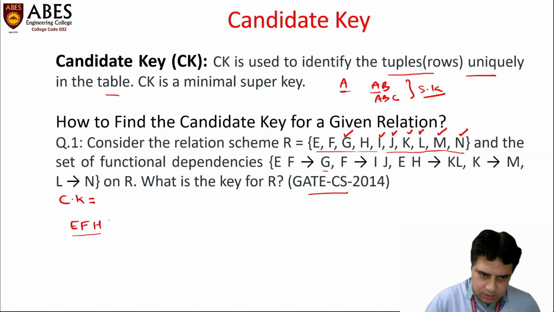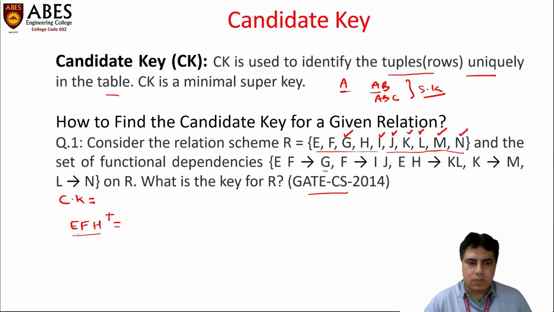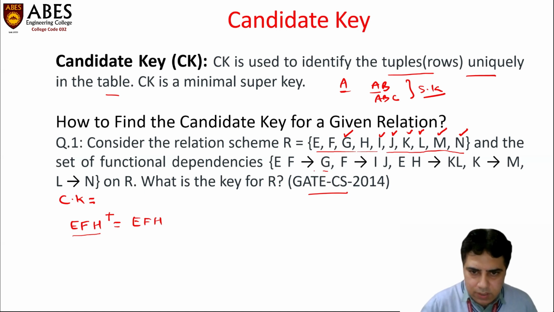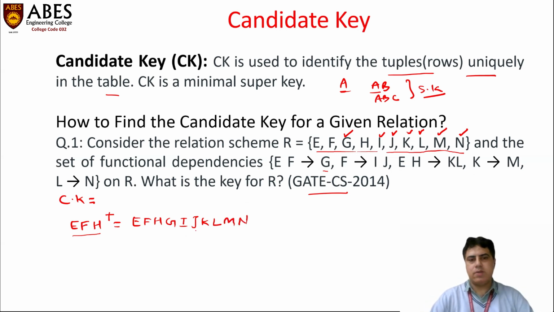So let us take the attribute closure of EFH. From this, we can determine EFH, and from the EF, we can determine G. From the F, we can determine I, J. From the H, we can determine K, L. From the K, we can determine M. And from the L, we can determine N from the given functional dependencies.